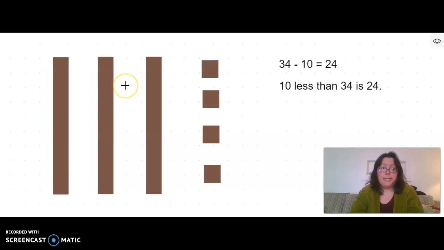Our next number is here. We have 3 10s and 4 1s. What number is 3 10s and 4 1s? That's right, 34. This time we're going to take away 10.